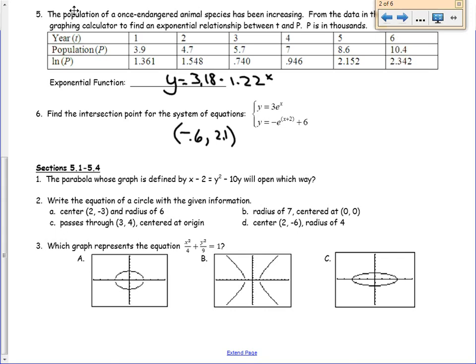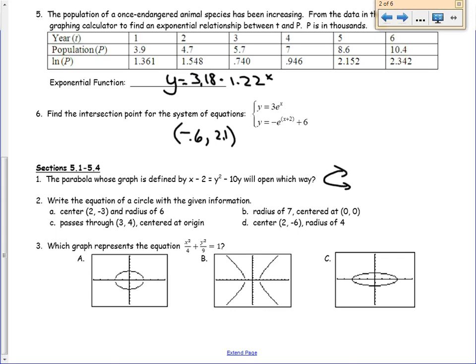The parabola whose graph is defined by x minus 2 equals y squared. It says y squared, so is this thing opening up and down or right and left? Right and left. Y is squared, and it's positive, so it opens which direction? Right. This one opens to the right.